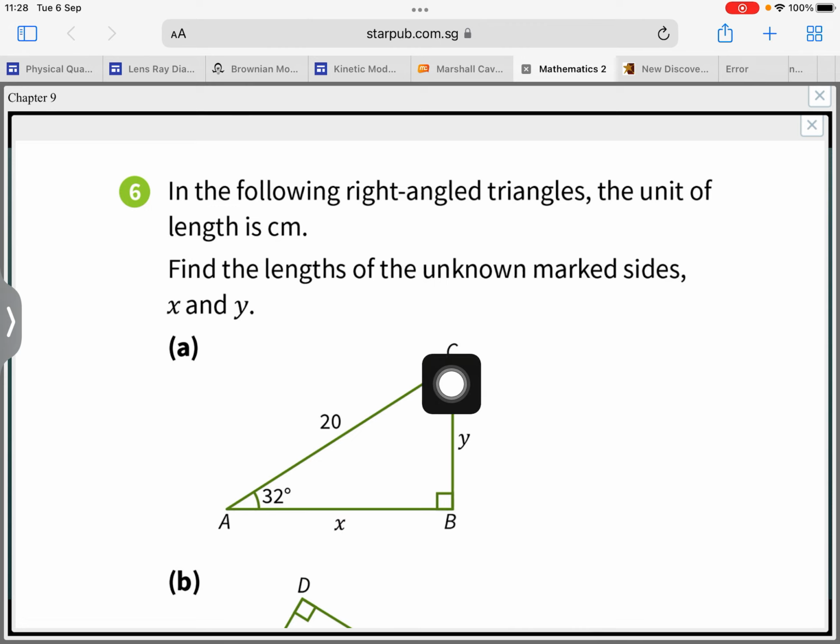I have triangle ABC, a right angle triangle. The reference angle here is 32 degrees at A. Hypotenuse is given, which is 20. I ask you to find X and to find Y. So you are looking at X. Just a quick recap: trigo links two sides and one angle. In this case, this is the angle. The two sides: AB is one of the sides definitely, because we need to find this. The other side, we'll use a known side.